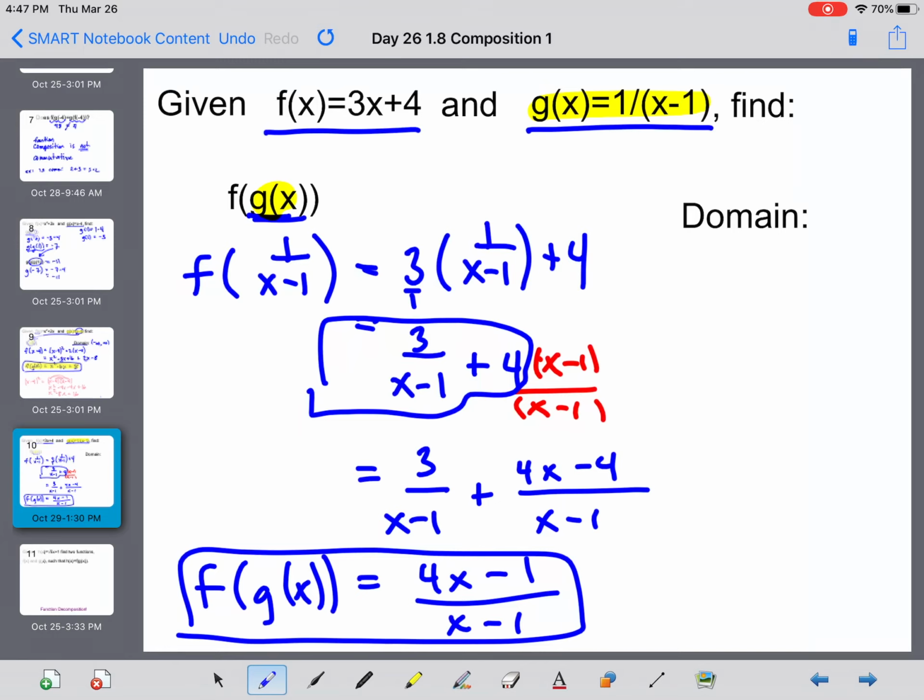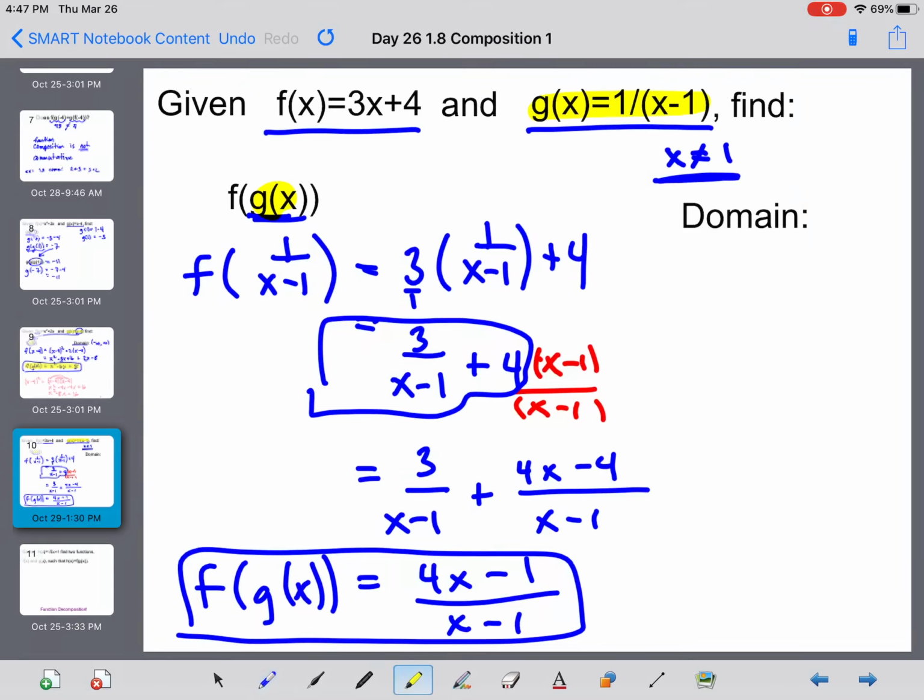Well, this is a rational function, and so I need to determine what is going to make 0 in the denominator. So I notice that if x equals 1, I'm going to have a problem, because 1 is what makes 0 in the denominator. So I'm just going to make notes off to the side. So this is an issue for me, so I know I can't have 1.